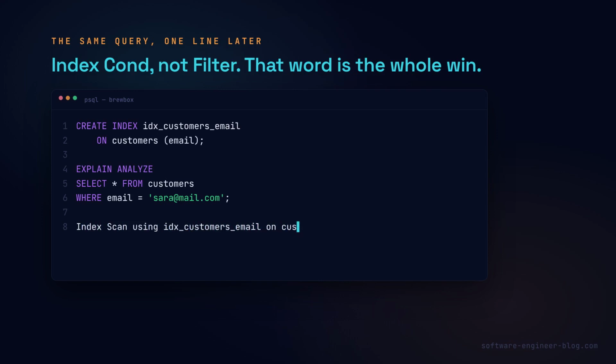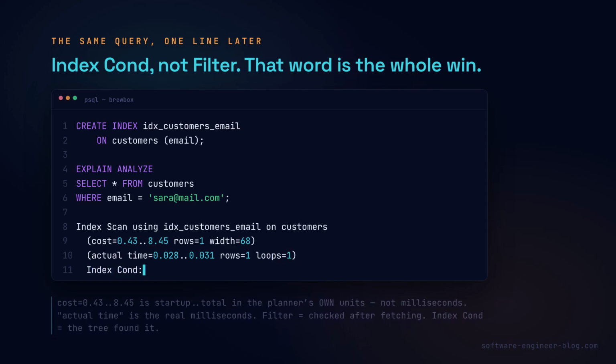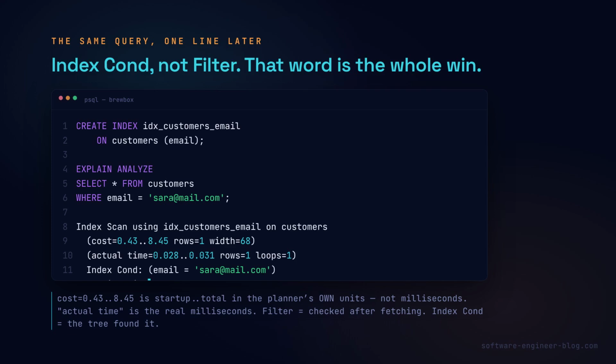But the word to look at is this one, index cond, condition. The last plan said filter. That one word is the entire video. Filter means I fetched the row, checked it, then threw it away. Index cond means the tree took the condition and went straight to it. It never looked at a row it did not want. And to be straight with you, 3 milliseconds is the whole trip.